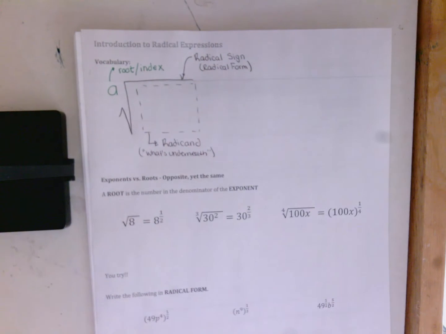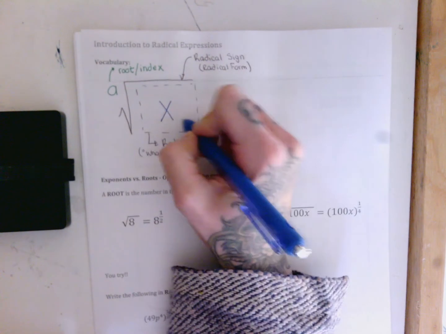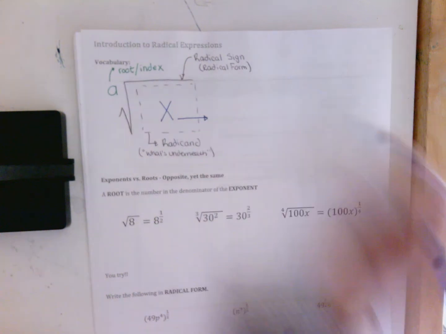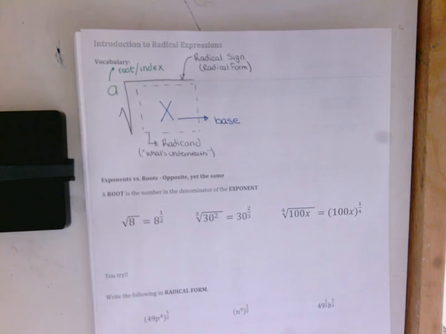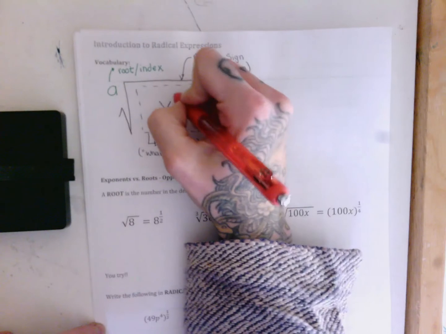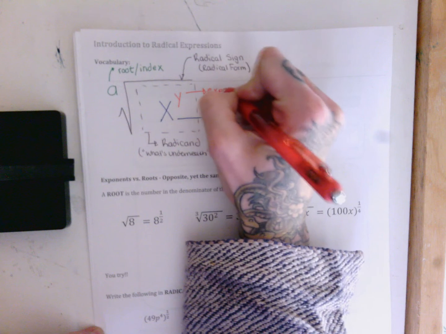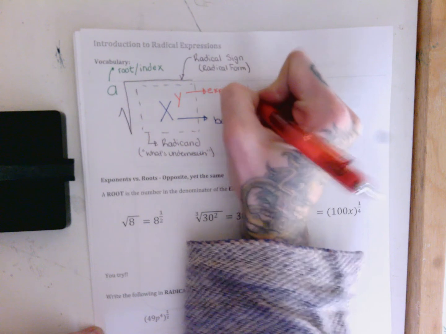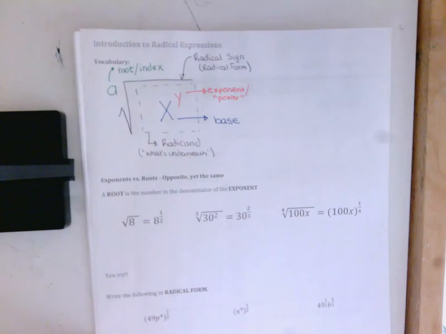Okay, so let's say we have something, whether it's a number or a variable. We're going to call this the base. And each base has an exponent. We can also call that the power. And those are all of the components of radical form.